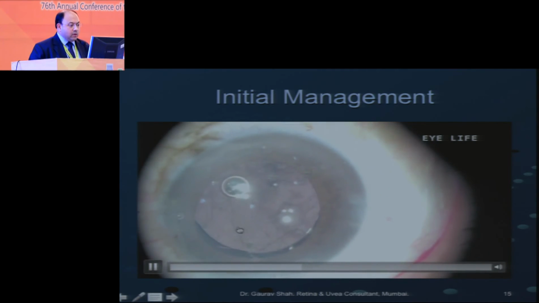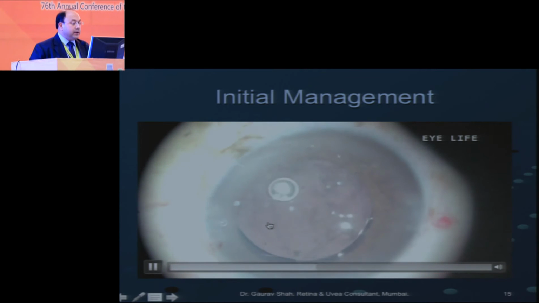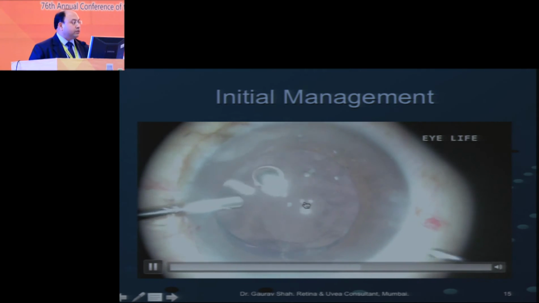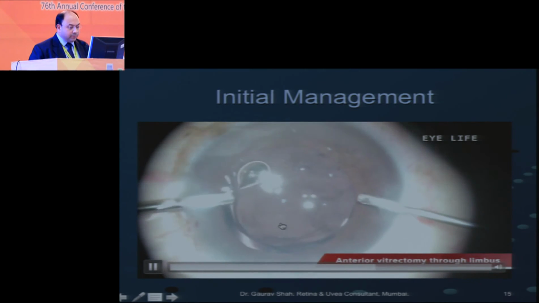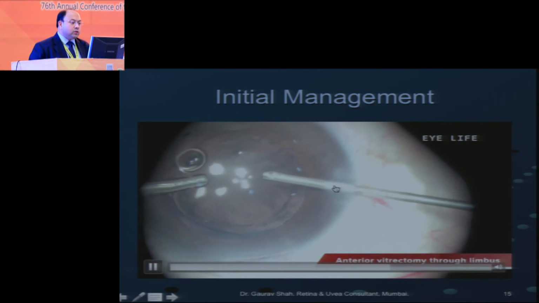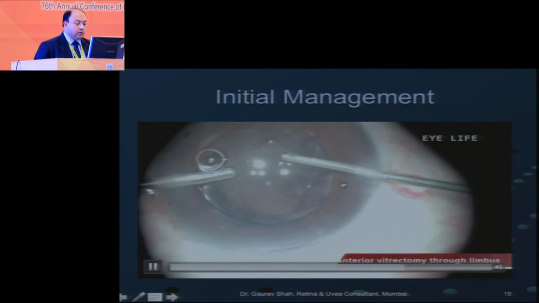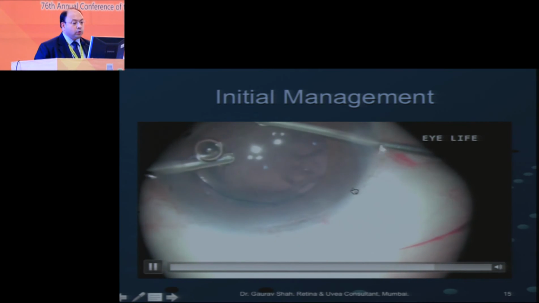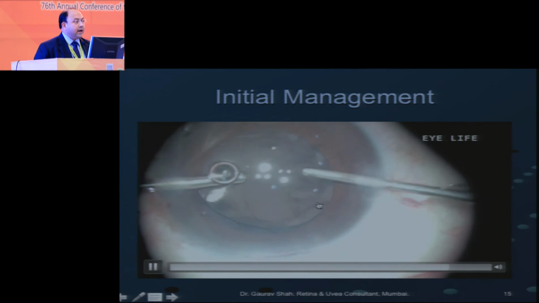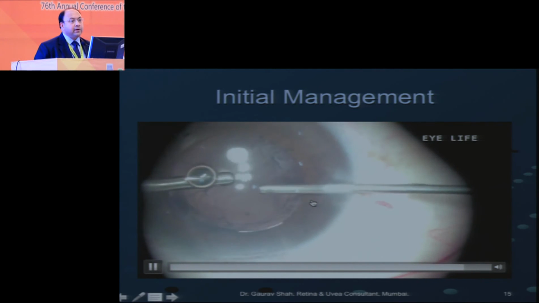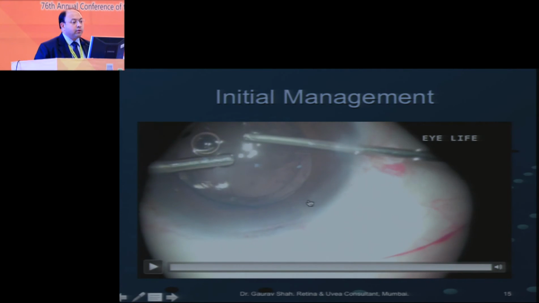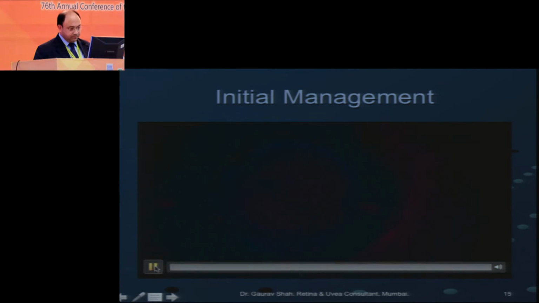Now, as I said, we will be using the anterior limbal route here to dissociate or remove whatever vitreous is present just in front of the IOL. We use the same 23 gauge cutter through the side port. We usually use a vacuum of 200 to 300 millimeters of mercury and a cutting rate of minimum 800. The higher the better. A safe cutting rate would be from 3000 to 5000 cuts.